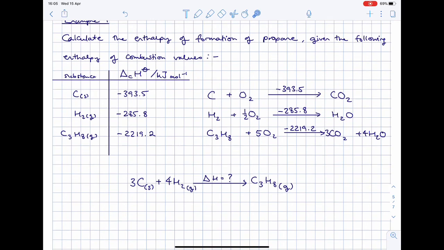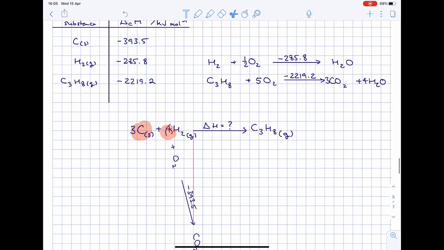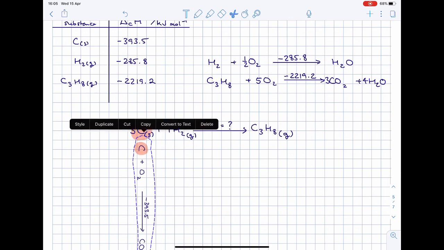2219.2. So what I'm going to try and do now is match the species within the equation we want to work out the enthalpy change for with species within these equations that we've written. So first of all, I can see that the carbon here matches with the carbon here. So I'm going to pick up this equation at the top. I'm going to match the carbon with the carbon in the equation I want to work out the enthalpy change for.